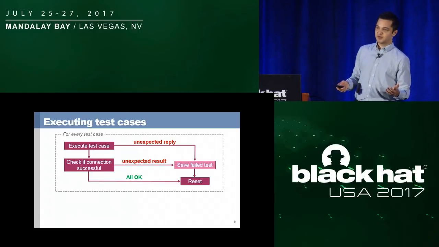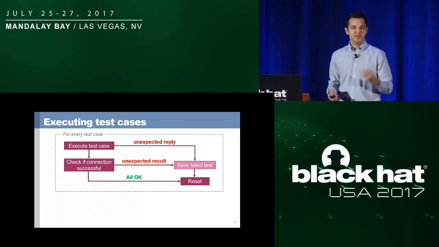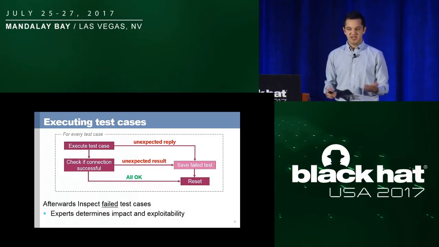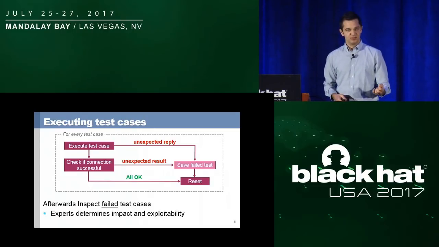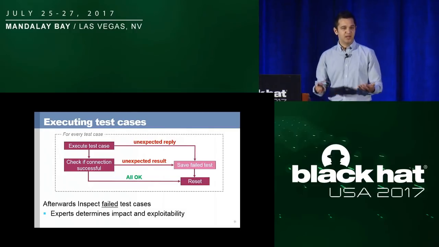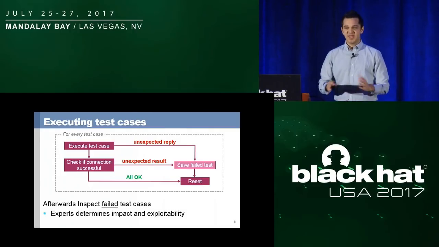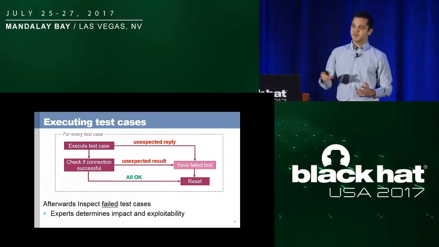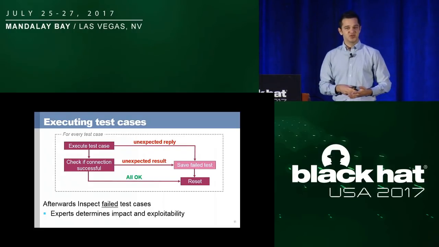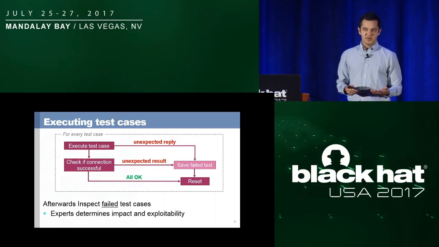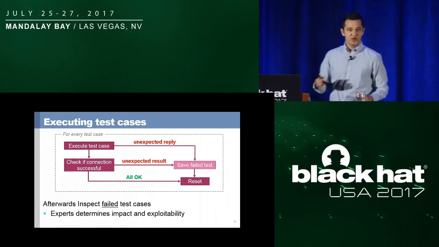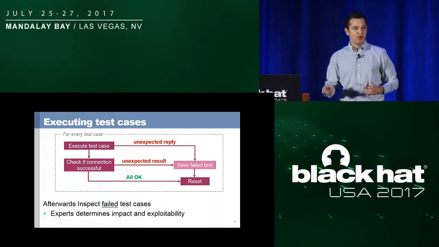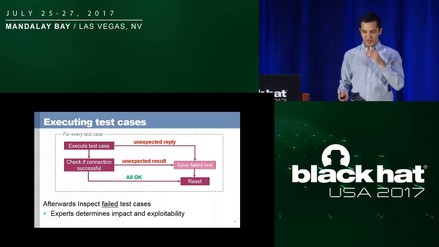So the idea is here that we now end up with a set of failed test cases, and we're going to inspect these test cases. So the way we can do this is that if we don't have access to the source code of the implementation, we can run additional black box tests and try to determine what exactly went wrong. If we have the source code, then we can try to inspect the source code and see what the cause of the problem is. And once we know what the bug is, an expert can then determine whether this bug is exploitable or not.